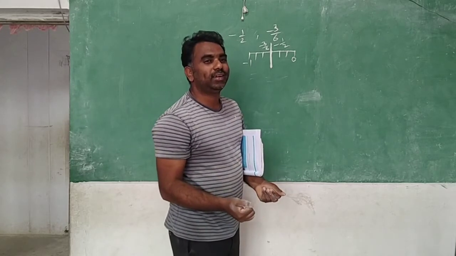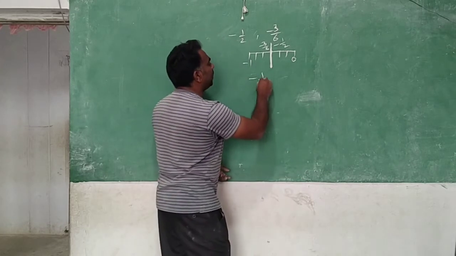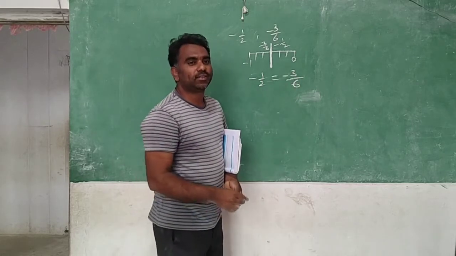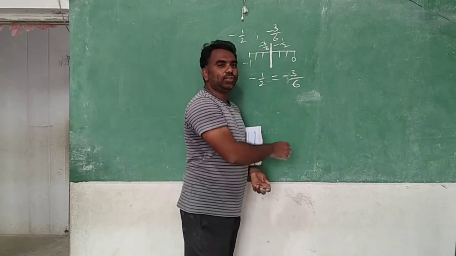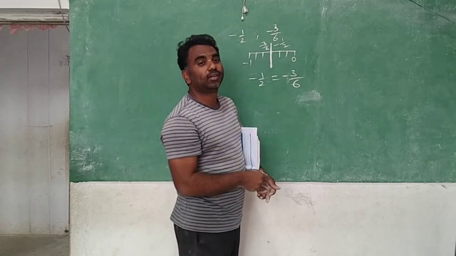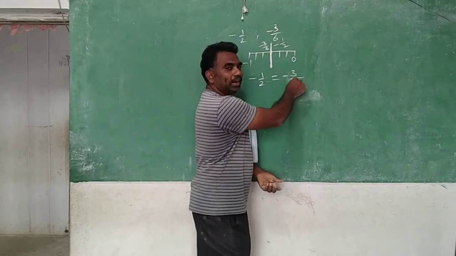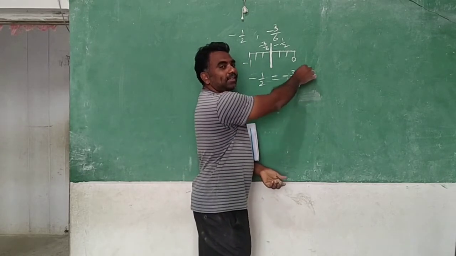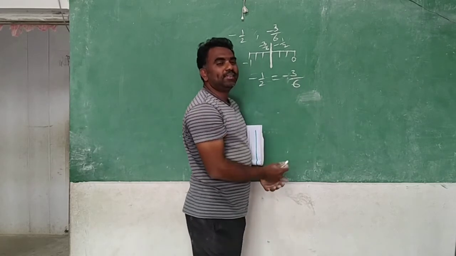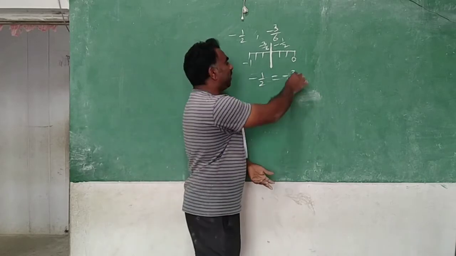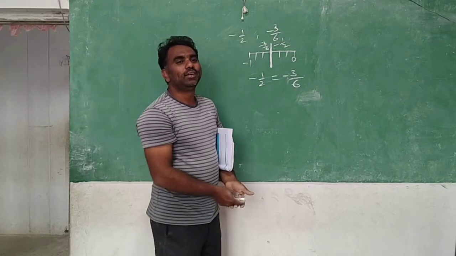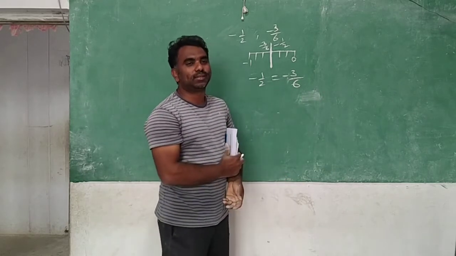What is the meaning of that? These are equivalent fractions. I said to you there is one more way to check equivalent fractions: by cancellation. You can cancel here with the 3 table. 3 1s are 3, 3 2s are 6. So 3 by 6 means you are getting minus 1 by 2 only, no?